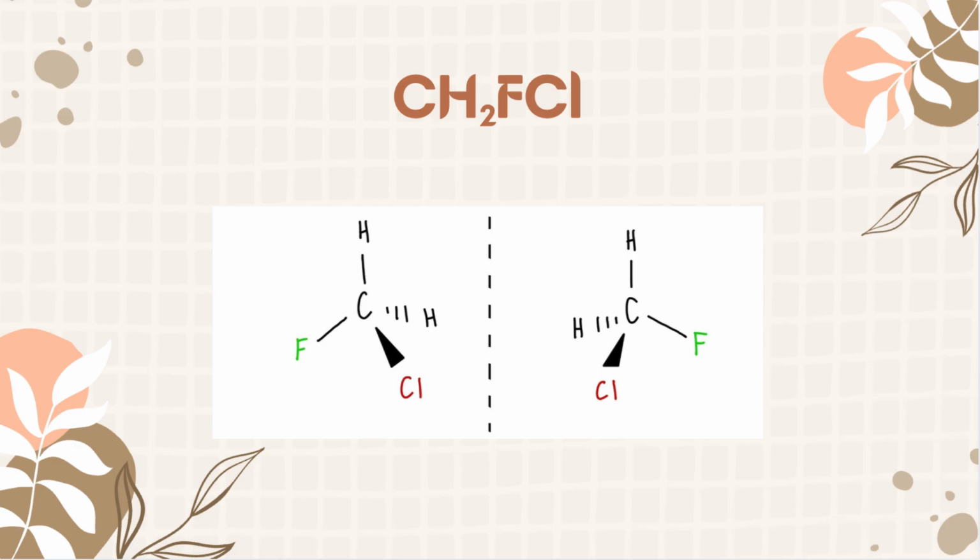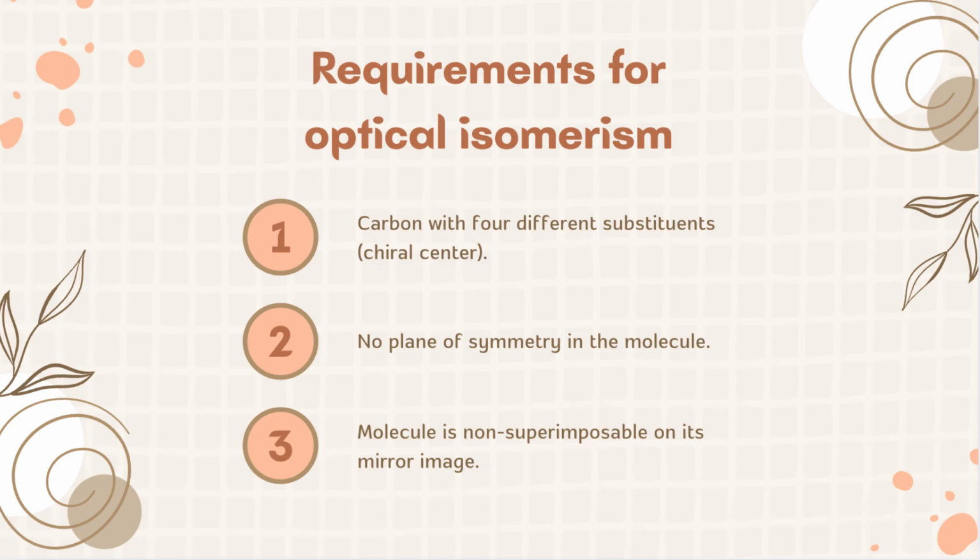This is the drawing for the mirror image pair of CH2FCl. These are the requirements for optical isomerism. Number 1, carbon with 4 different substituents is known as a chiral center. Number 2, no plane of symmetry in the molecule. And lastly, number 3, the molecule is non-superimposable on its mirror image.